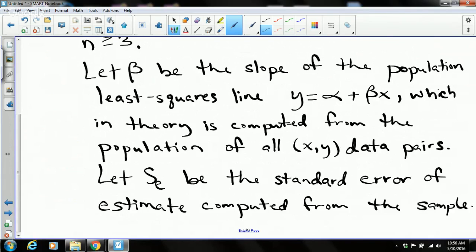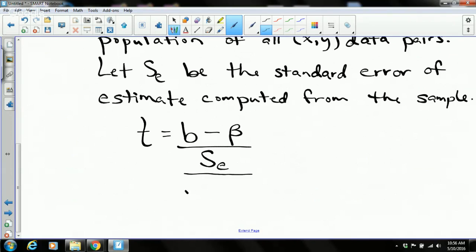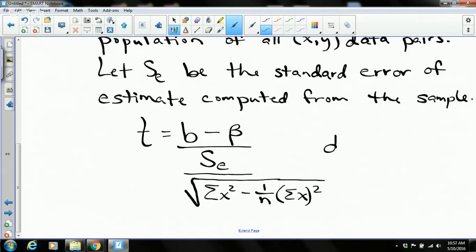You realize, just like before, we use our sample to make inferences about our population. So clearly we have a sample, right? Then if we have the population beta, t is equal to b minus beta divided by the standard error of the estimate, which is then divided by the square root of the sum of the x squareds minus 1 over n times the sum of all the x, squared. And we have, for this t statistic, degrees of freedom equal to n minus 2.